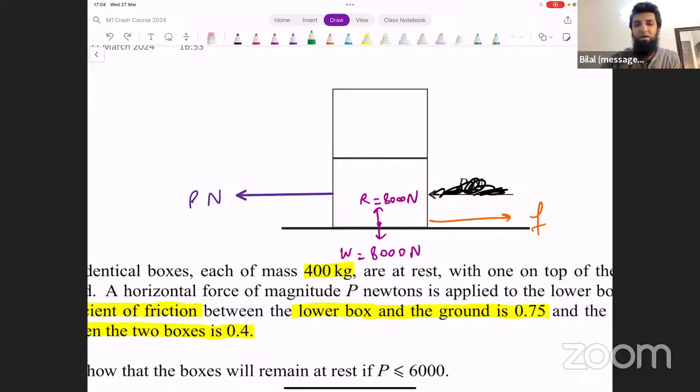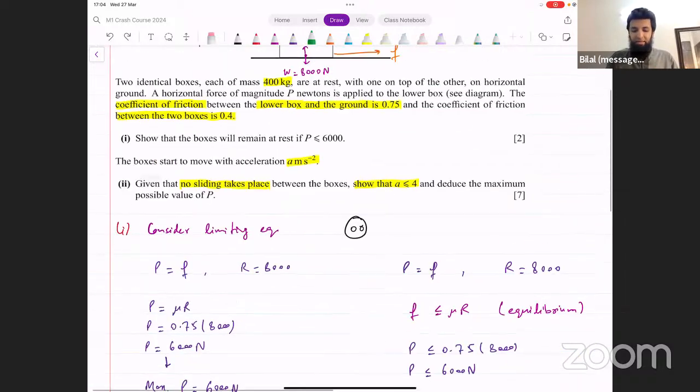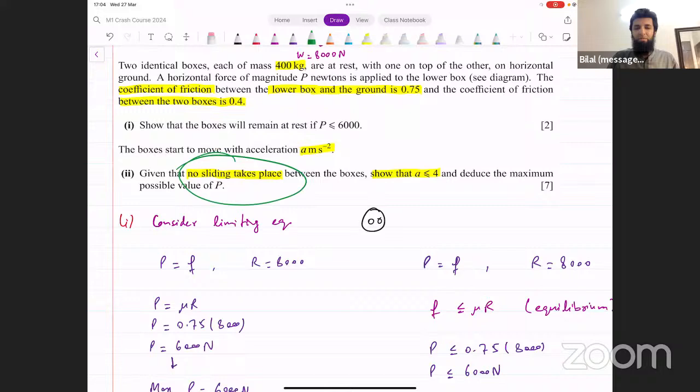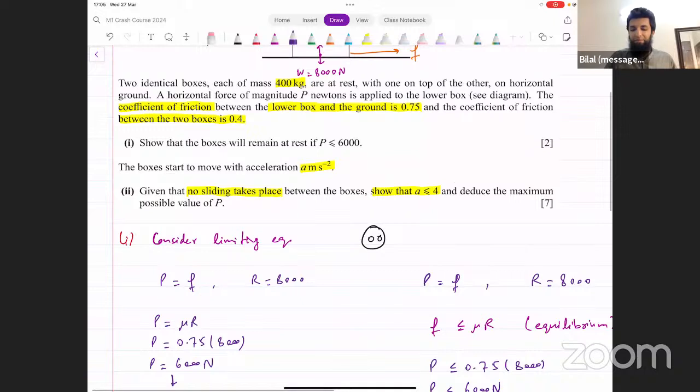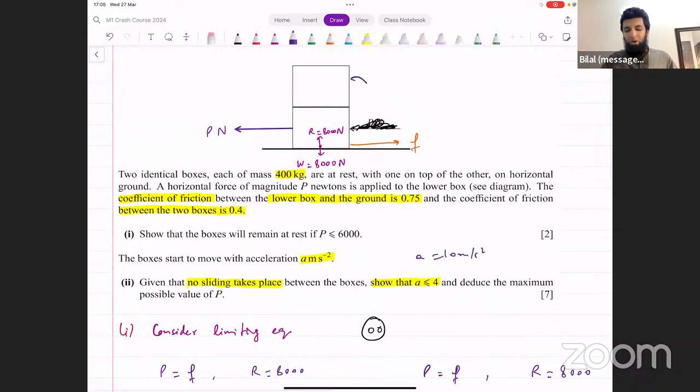So if the speed of motion is not that high, there's going to be no sliding that takes place. But if you push the lower box too hard, the upper box is going to slide down and fall. So in this case, what they're basically saying is, if no sliding takes place, you need to show that acceleration is less than or equal to 4. If acceleration was greater than this, let's say 10 meters per second square, the upper box would slide and fall down.